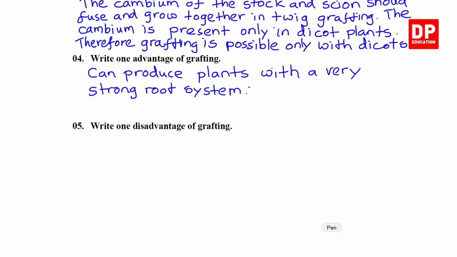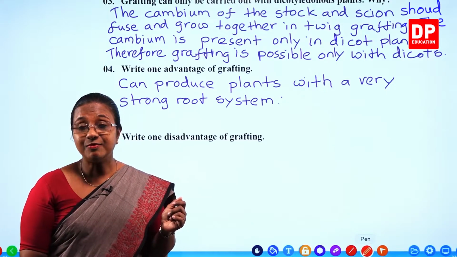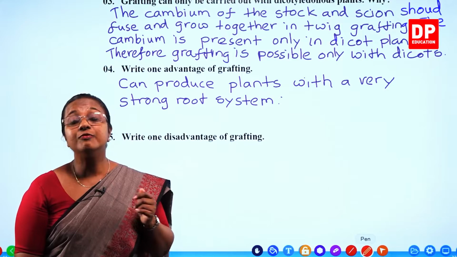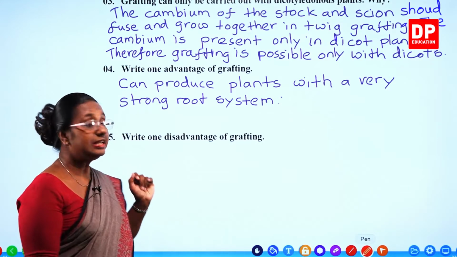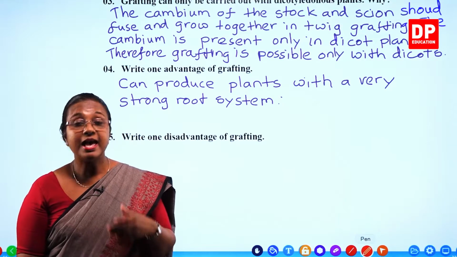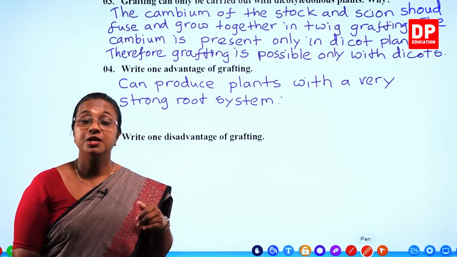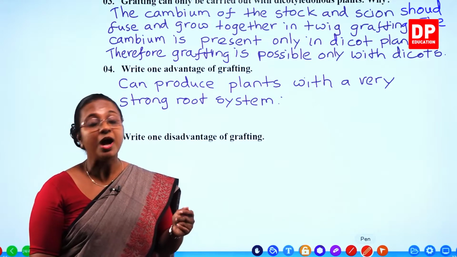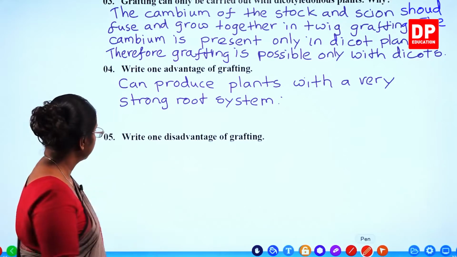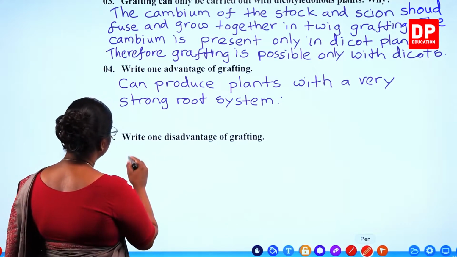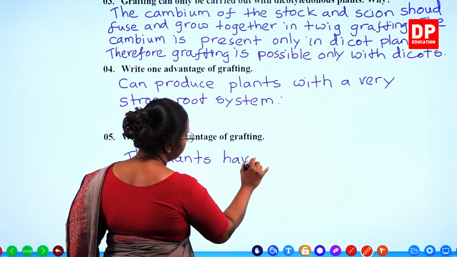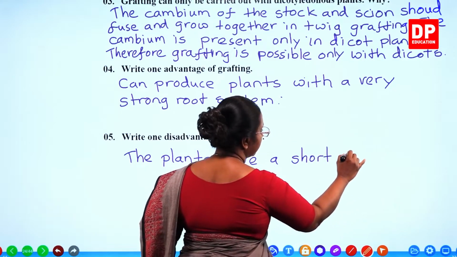Part 5, write one disadvantage of grafting. So what are the disadvantages of grafting? One thing, you cannot produce plants with very good wood value. So, we can say the wood value of the plant is lost. And then, it is not successful with all the plants. Why is that? Because it can be carried out only with dicot plants. And also, these plants have a very short lifespan. So, because of that also, we cannot reproduce them. And that is a disadvantage of reproducing vegetatively by grafting. So we can write one disadvantage there. So the plants have a short lifespan.